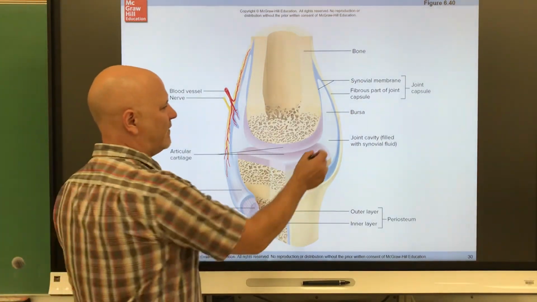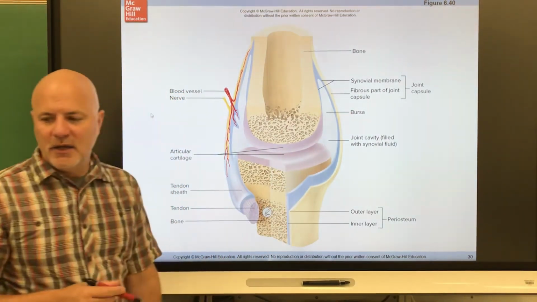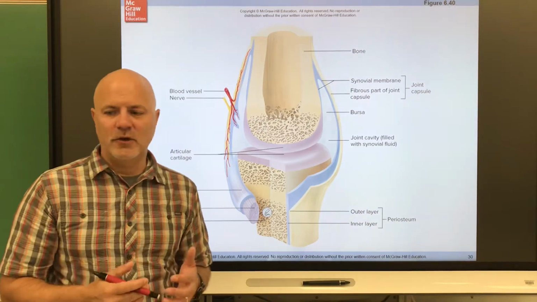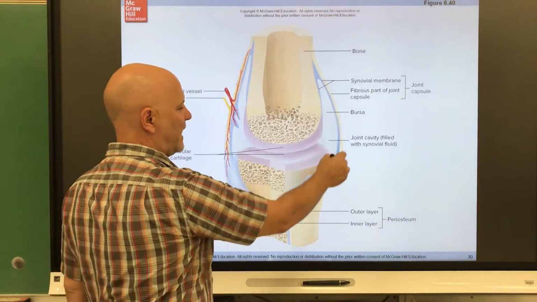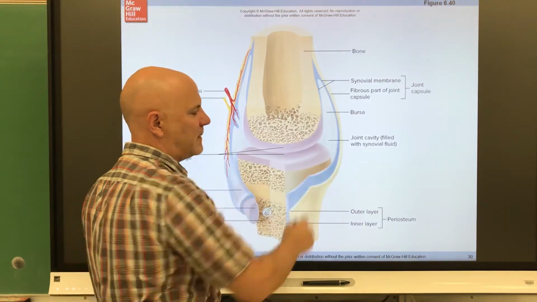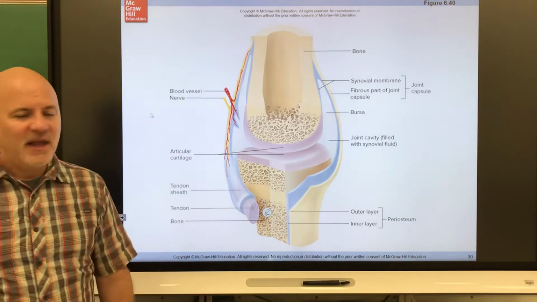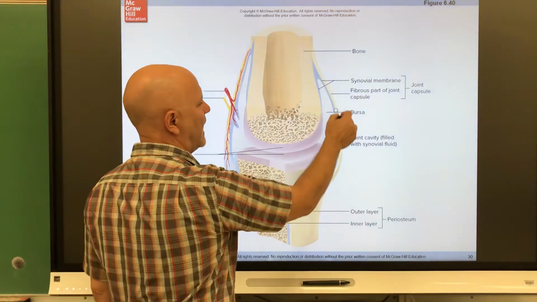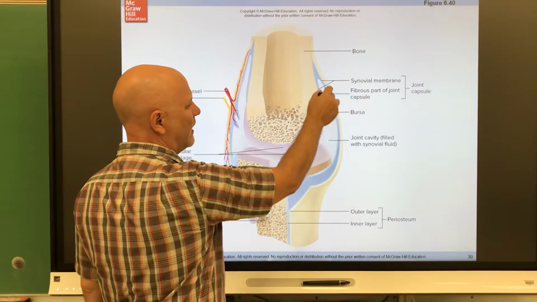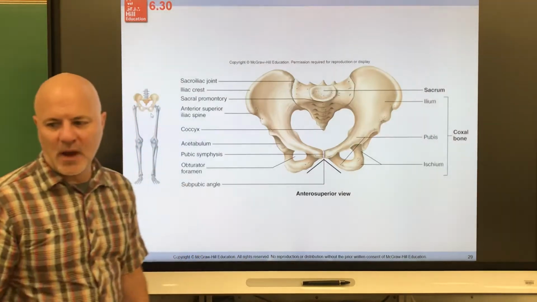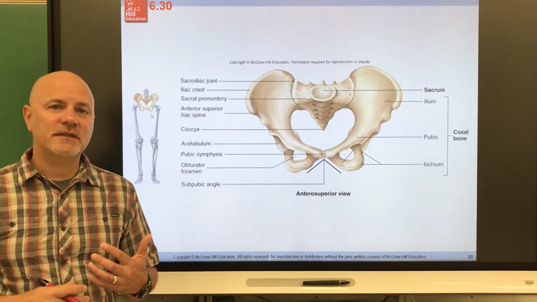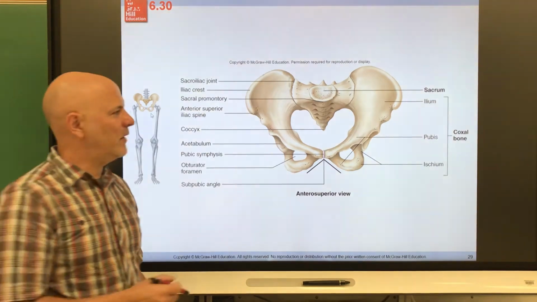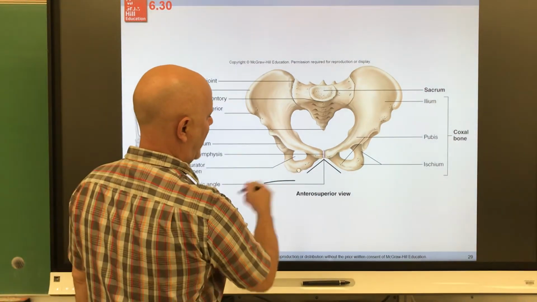Next is a joint cavity. So right here is the joint cavity. This is a space filled with synovial fluid, and it's bound by the synovial capsule. So right here is the synovial capsule. The outer layer of that synovial capsule is ligament. The inner layer is synovial membrane. Now, synovial membrane produces synovial fluid.